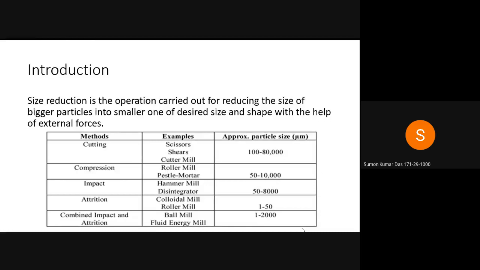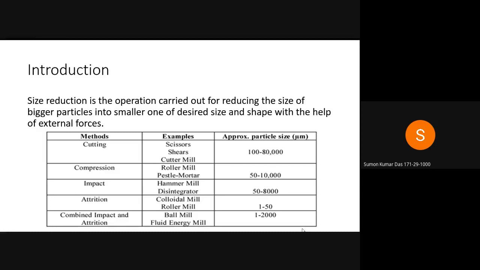Size reduction is a type of process where we reduce the particle size for several reasons, such as to increase the bioavailability of pharmaceutical products and to achieve the desired shape and desired dissolution. Several theories or methods have been developed for size reduction purposes. Here the table shows cutting, compression, impact, and attrition.